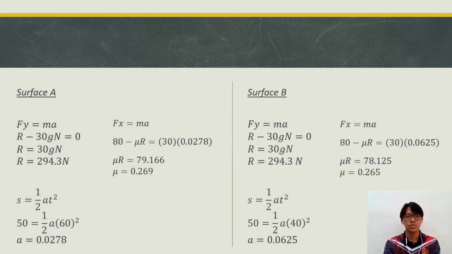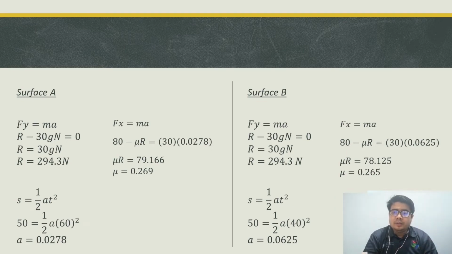To answer this question, we need to find the coefficient of friction. First, we need to find the value R by using Fy equals Ma, which is 0. We can get the value R as 294.3 Newton. Then, we need to find the value A by using the formula S equals 1 over 2 AT squared. We will get A equals 0.0278. After that, we can substitute all the values R, M, and A into the formula Fx equals Ma, and we will get the coefficient of friction, which is 0.269.